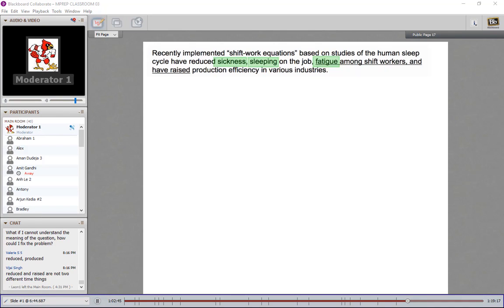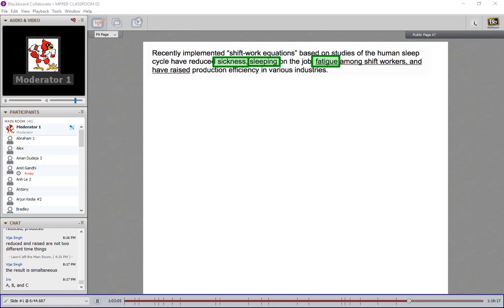There are 3 things that have been reduced. How do you make a list of 3 things? There's only one way to do that. What is it? Yep, that's the only way that you can do it. So these three things have to appear in that form. They must. A, B, comma, and C.